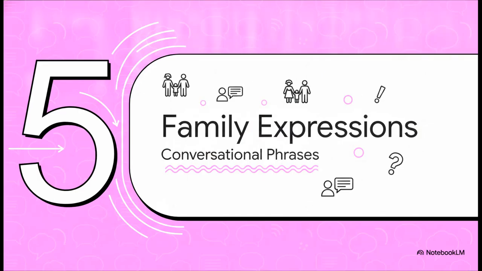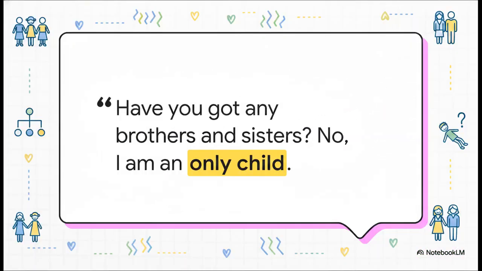Bringing it all together in our final section, Section 5, Family Expressions. Now, here is a fantastic question and answer combo you can use anytime you meet someone new and want to learn a bit about their background. The question is, "Have you got any brothers and sisters?" Now, if you don't have any, the absolute best, most native-sounding response is, "No, I am an only child." Notice how you don't say, "I have zero brothers." You say, "I am an only child." Seriously, it is a wonderful, natural-sounding phrase to add right into your conversational toolkit.